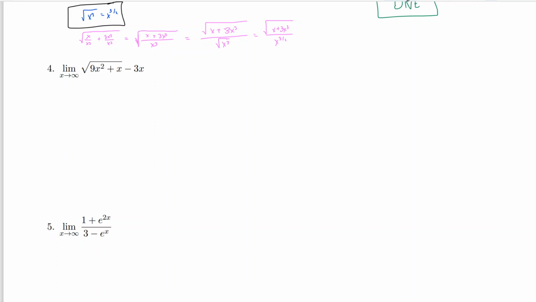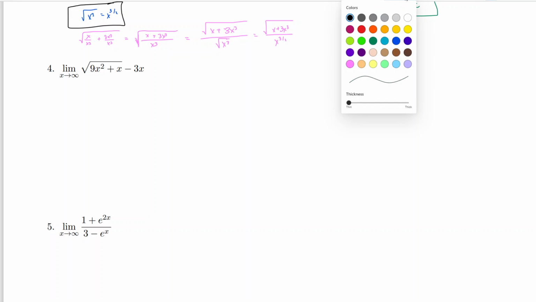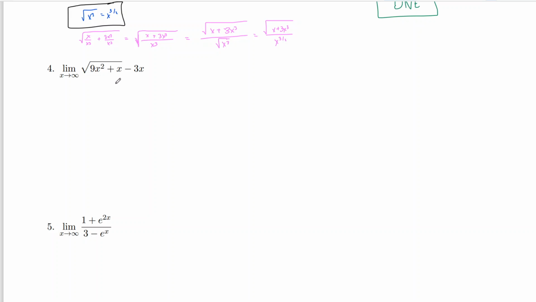All right, number 4 here. This one is a little challenging. We want to do the limit as x goes to infinity, and we don't have a fraction, so it might already throw us off based on what we were doing last time. We had the limit as x goes to infinity of the square root of 9x squared plus x, minus 3x. Well, what happens if we just plug this in?